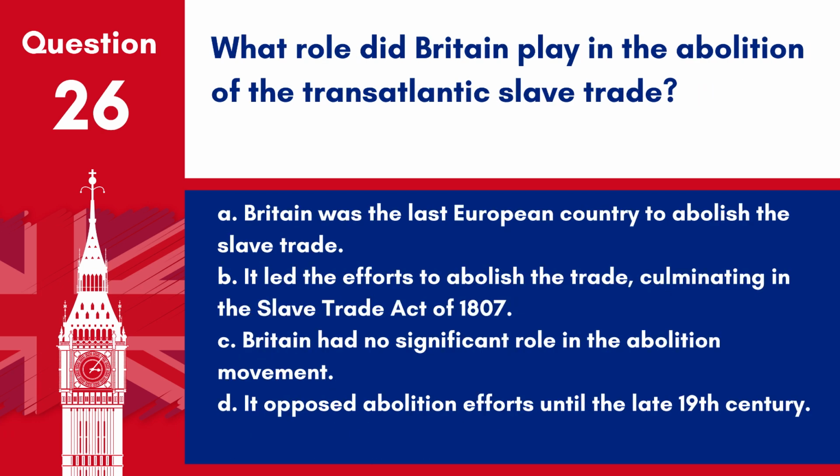Question 26. What role did Britain play in the abolition of the transatlantic slave trade? A. Britain was the last European country to abolish the slave trade. B. It led the efforts to abolish the trade, culminating in the Slave Trade Act of 1807. C. Britain had no significant role in the abolition movement. D. It opposed abolition efforts until the late 19th century.